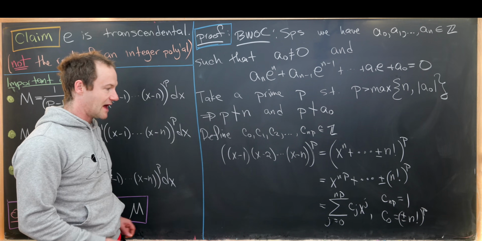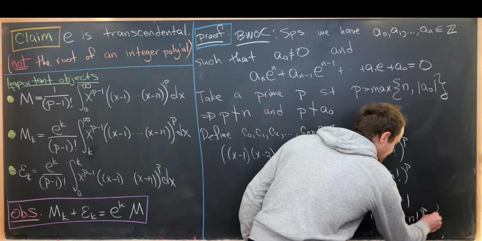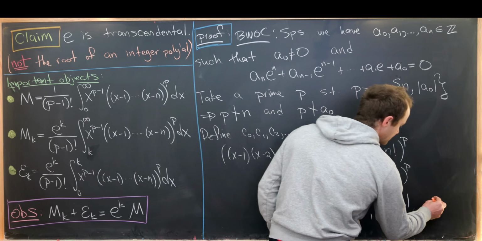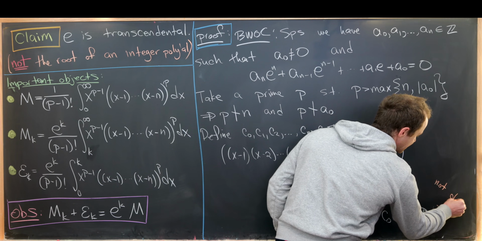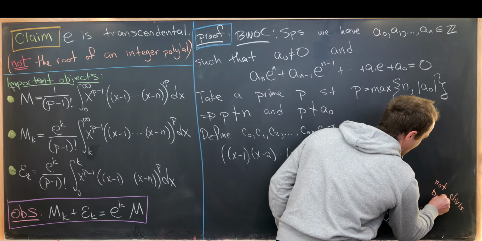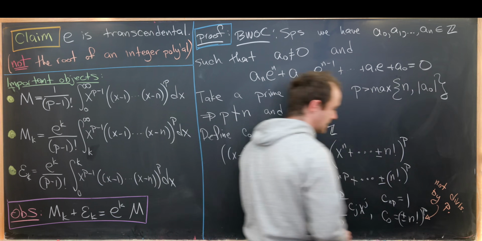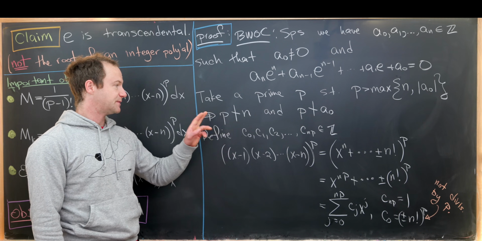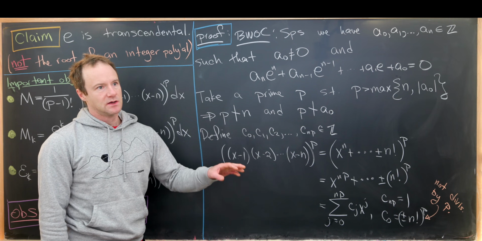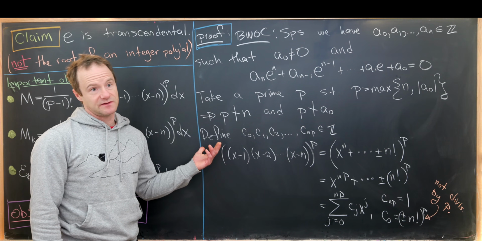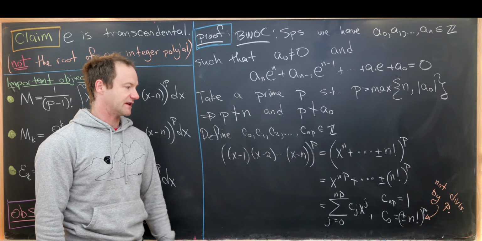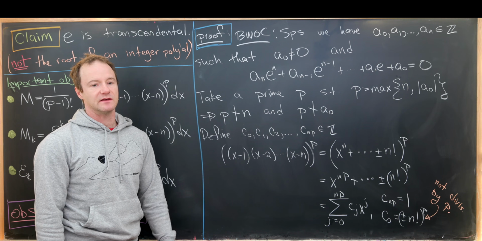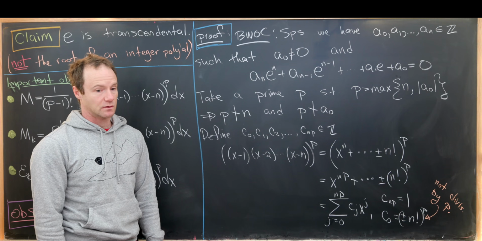And now, while we're at it, I want to point out that this plus or minus (n factorial) to the p power is not divisible by our prime p. And it's not divisible by our prime p because p does not divide n. So if it doesn't divide n, and it's in fact larger than n, it won't divide anything smaller than n, so it won't divide n factorial. That means it won't divide the pth power of n factorial.